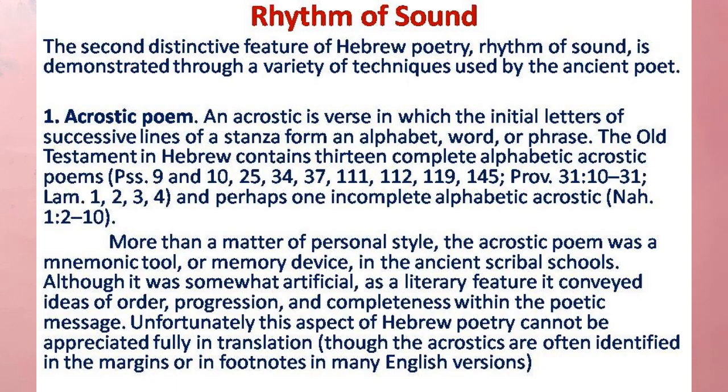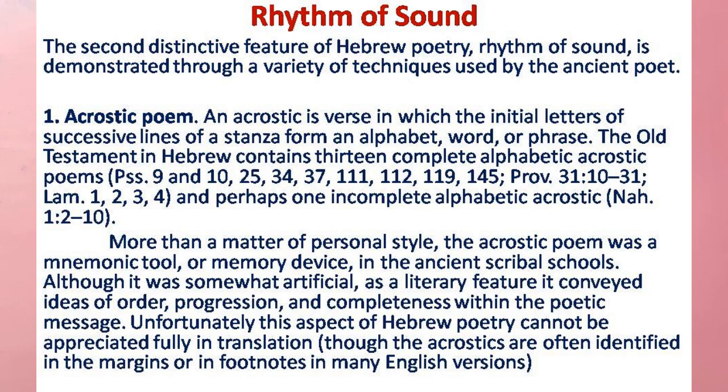Now we will look into the second distinctive feature of Hebrew poetry, that is the rhythm of sound. The second distinctive feature of Hebrew poetry, the rhythm of sound, is demonstrated through a variety of techniques used by the ancient poets in order to give the rhythm of sound. So we will learn in detail which are those techniques.